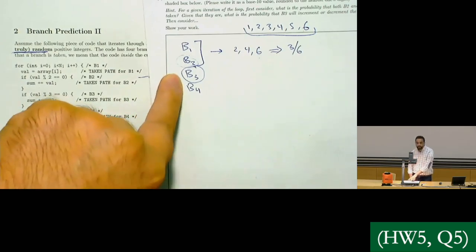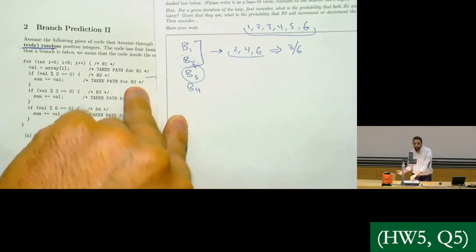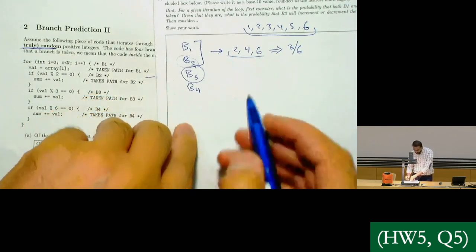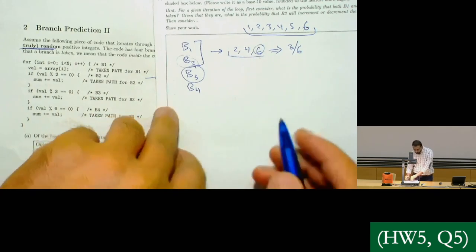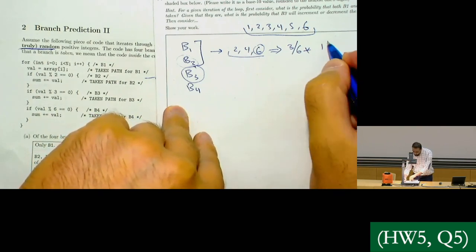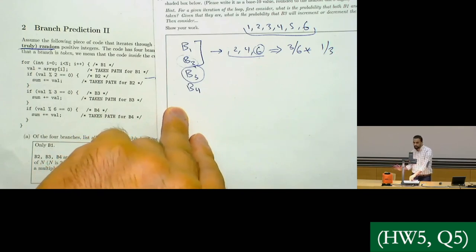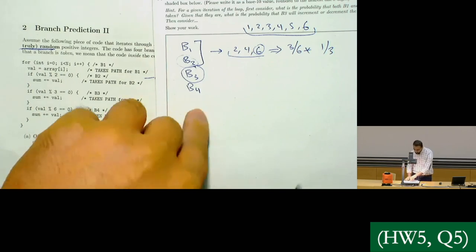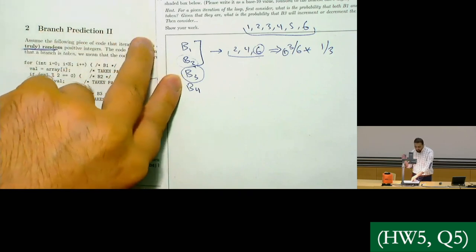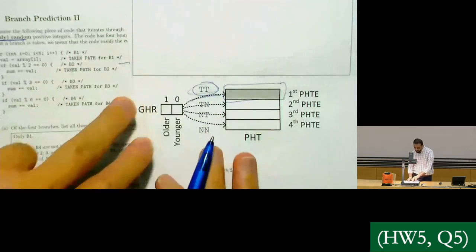Now, for B3 to be taken means that the number is a multiple of 3 as well. How many of those are multiples of 3? Only this one, which is multiplied by 1/3. Clear? Okay, great. Now, this is for the first case where B3 is taken, given that B1 and B2 are always taken based on the entry here. So both of them are taken.